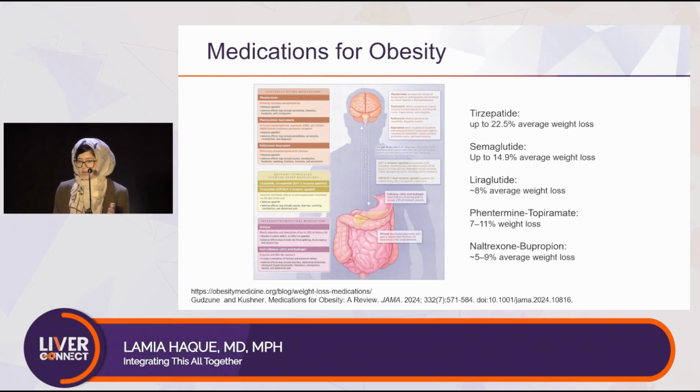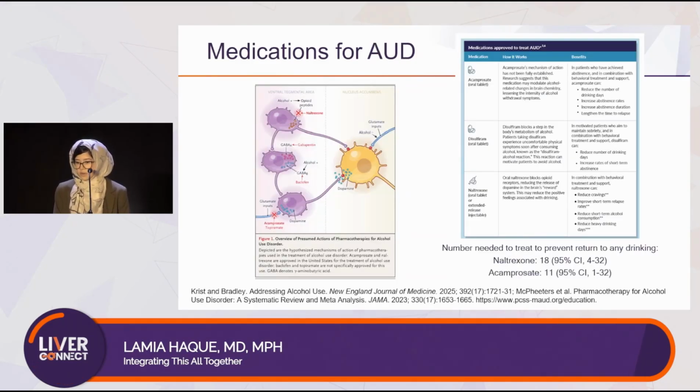Naltrexone is a medication that Dr. Singal already went over, that has really great data. For many of us, it is the first-line medication in alcohol use disorder, and it is also used for weight loss in a different combination. So there's definitely overlap, as you can see here in the medications for alcohol use disorder.